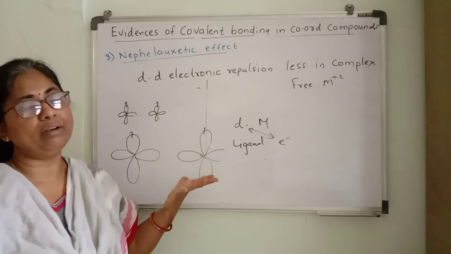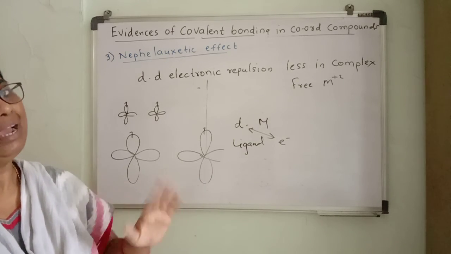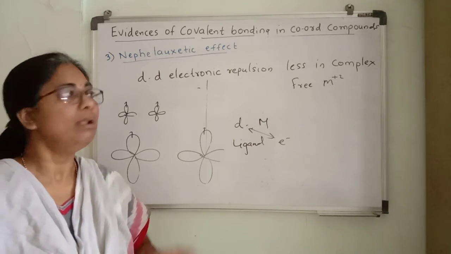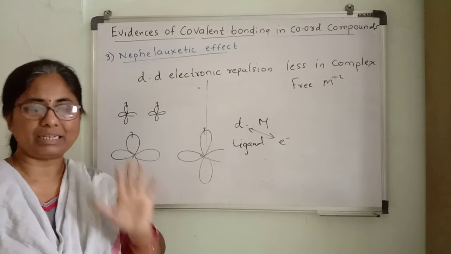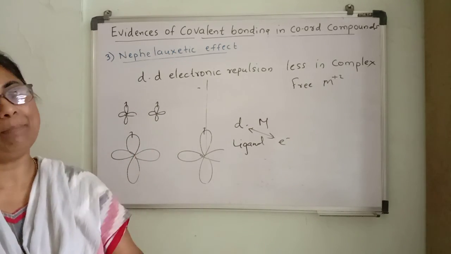We have finished one unit, and now we'll start with the second unit. The name of the unit is the same, theories of metal ligand bond, but it's part one and part two.